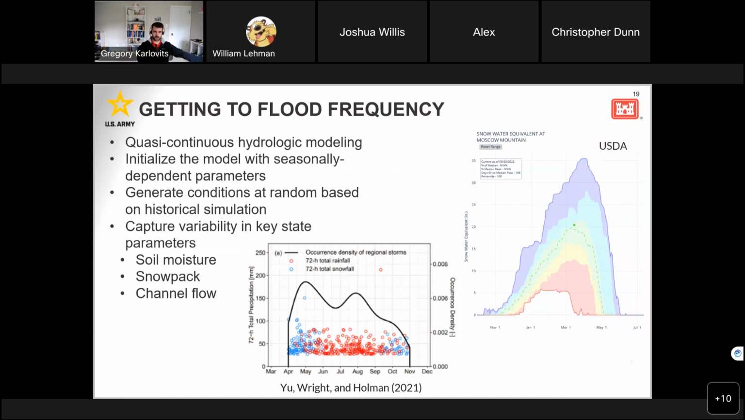So say I pick March 14th. I go back to the historical record and I go look at, hey, give me all of the model states from this continuous period of record that I already ran that would be reasonable for March 14th and draw one of them at random. Set the model in that initial state. Maybe you do some parameter uncertainty on your calibration parameters. You randomly sample those. You randomly transpose a randomly selected storm, and then you run it. The key here is it captures the variability in some key state parameters that can change the amount of water that's in the system and the runoff response, things like soil moisture, snowpack, channel flow, those sorts of things.